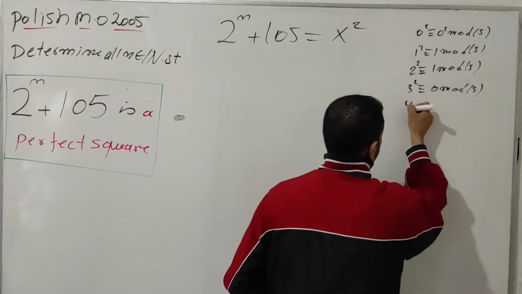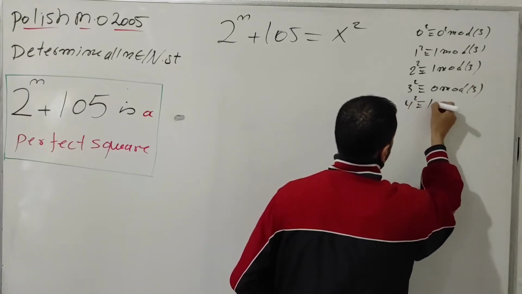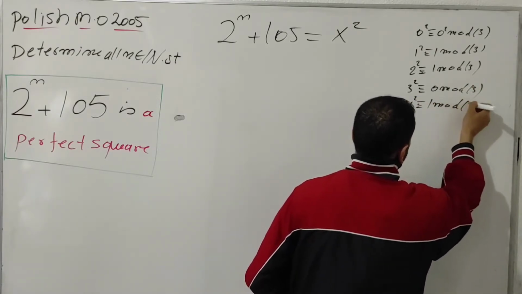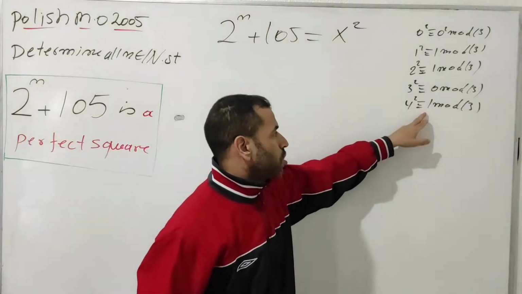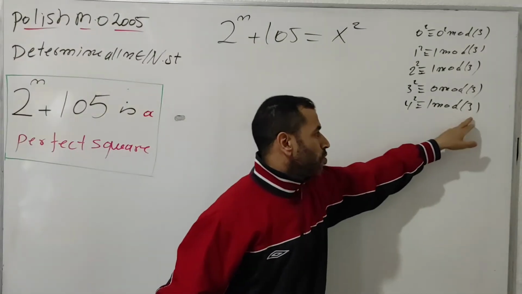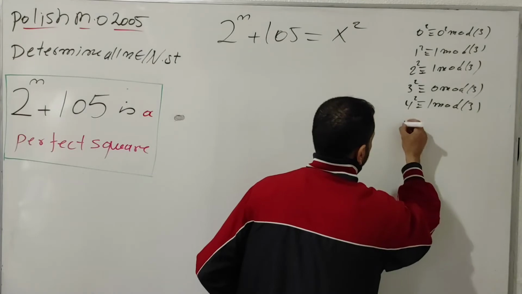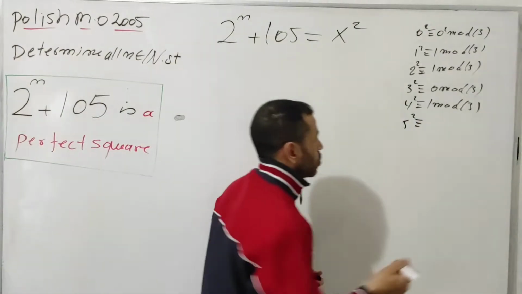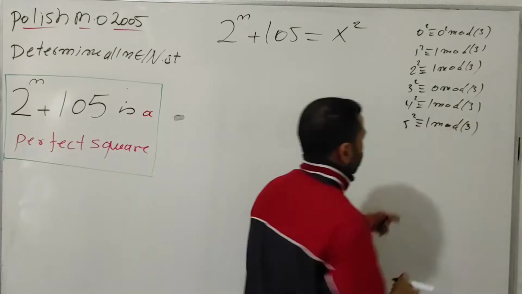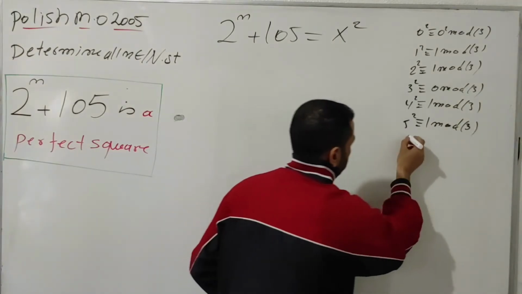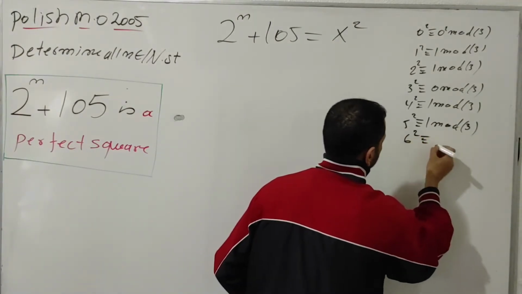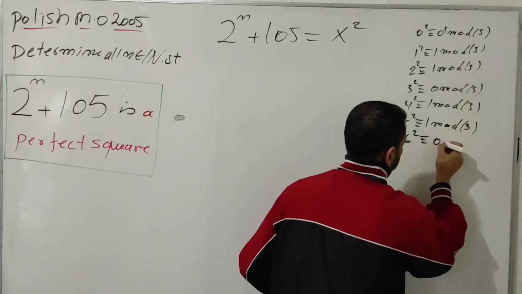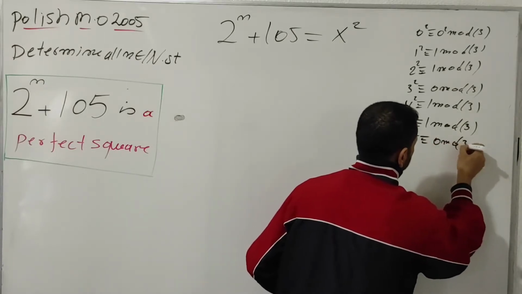For the next term, 4 squared is congruent to 1 mod 3, because 4 squared is 16, and 16 is 1 more than 15. For the next term, 5 squared is 25, and 25 is 1 more than 24, which is congruent to 1 mod 3. For 6 squared it is congruent to 0 mod 3, because 3 divides 36.